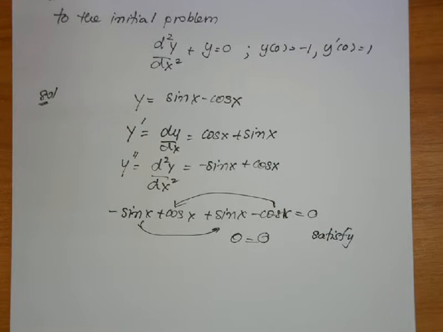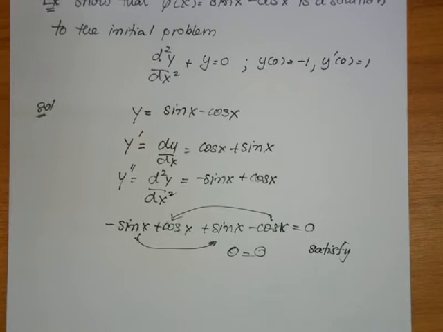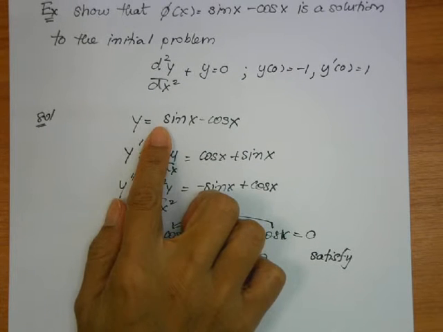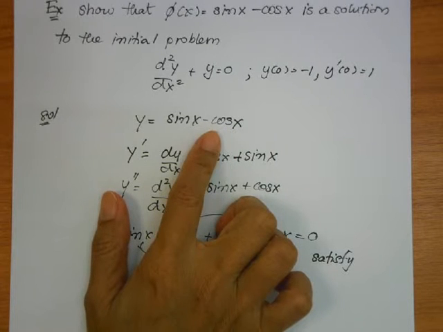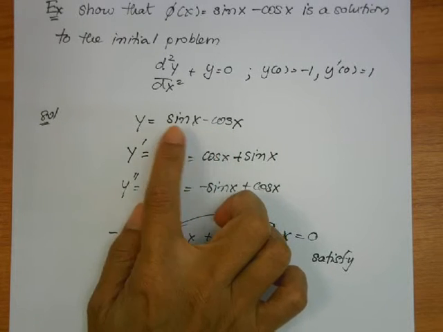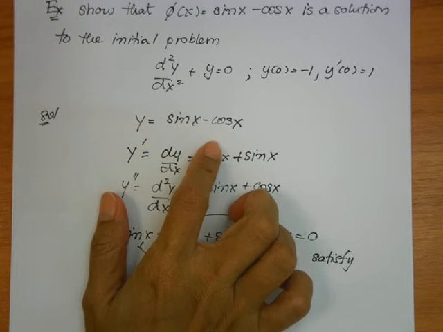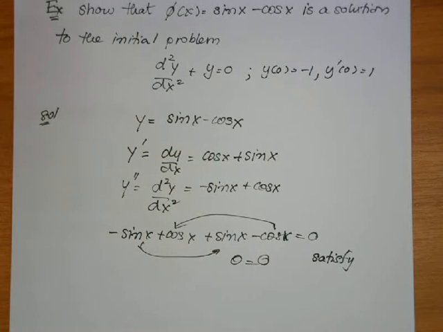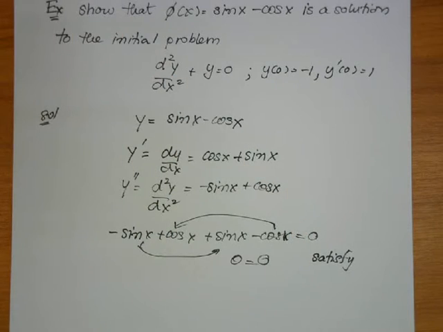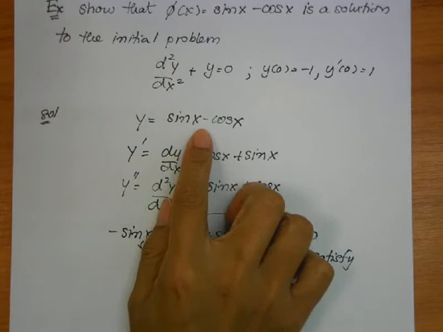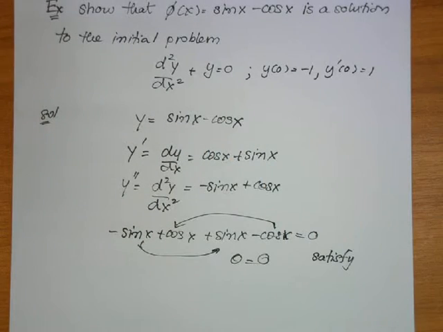But if you take a look at this y, the coefficient in front of sin is equal to 1, and the coefficient in front of cos is equal to minus 1. If you change the values to something else, for example 2 sin x minus 5 cos x, and test it with this equation, you would see that you wouldn't get 0. That means it is satisfied with this boundary only.